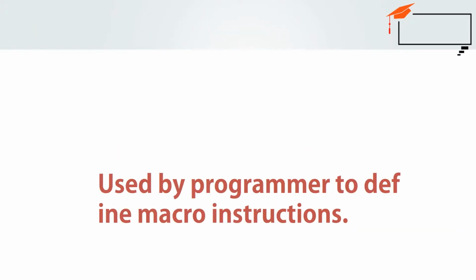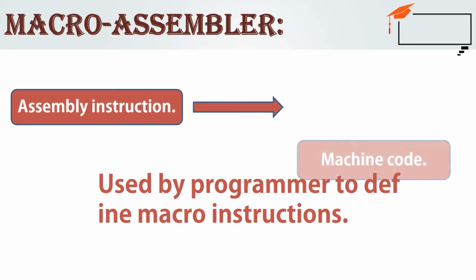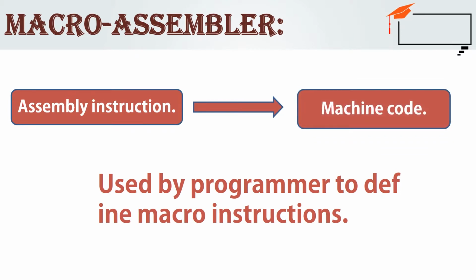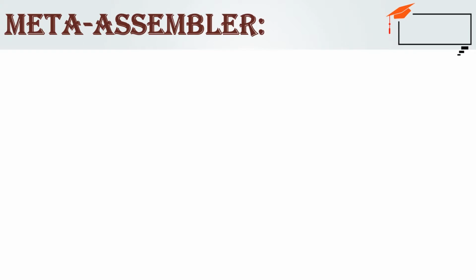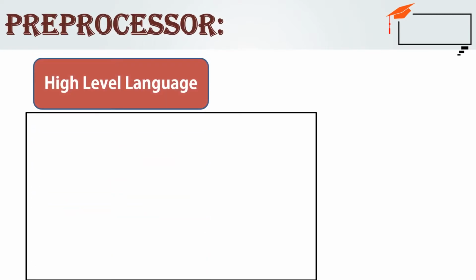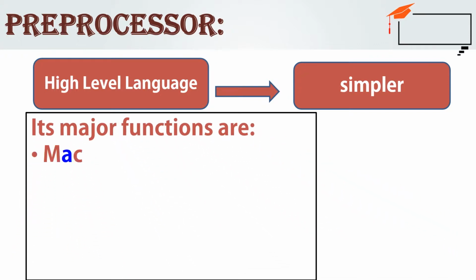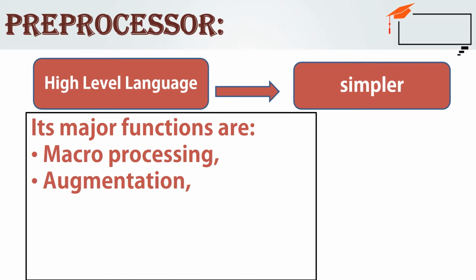5. Macro assembler. The program that converts assembly instructions into machine code, which is then used by a programmer to define macro instructions. 6. Meta assembler. One that can handle many different instruction sets. Now, the preprocessor converts a high-level language code into simpler HLL code. A preprocessor produces input for the compiler. Its major functions are macro processing, augmentation, file inclusion, and language extension.